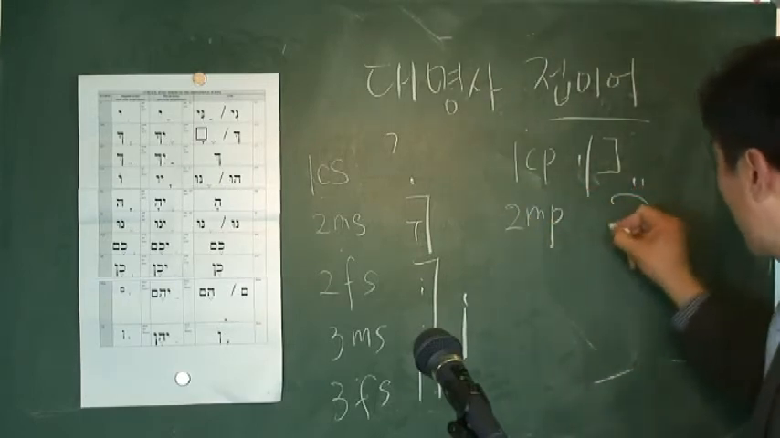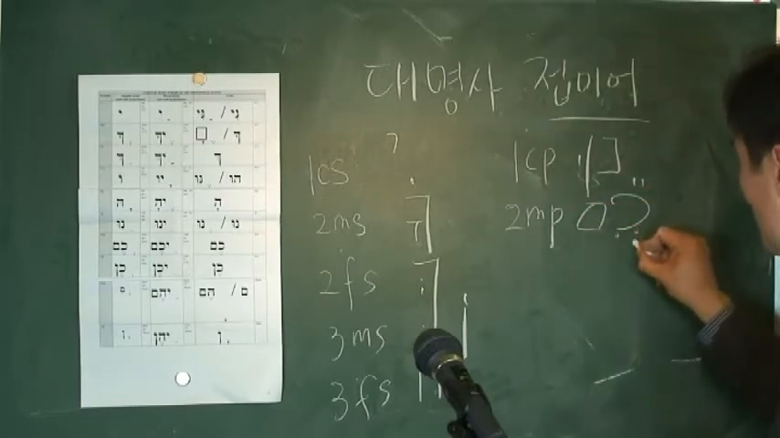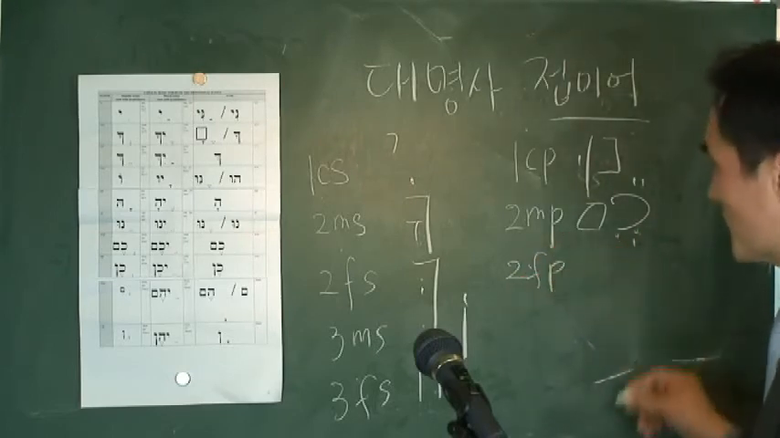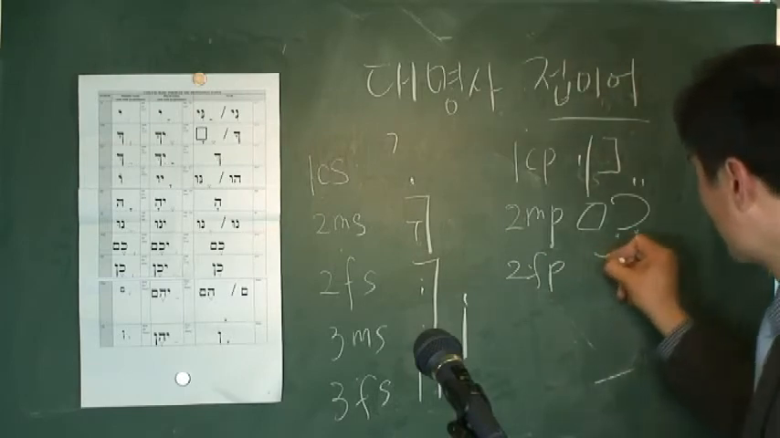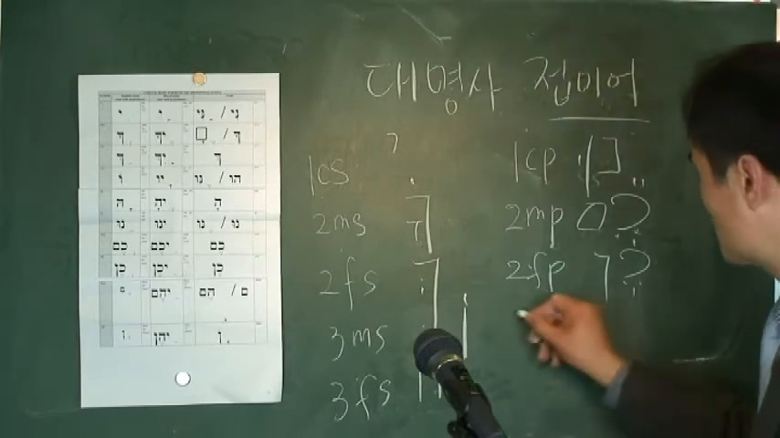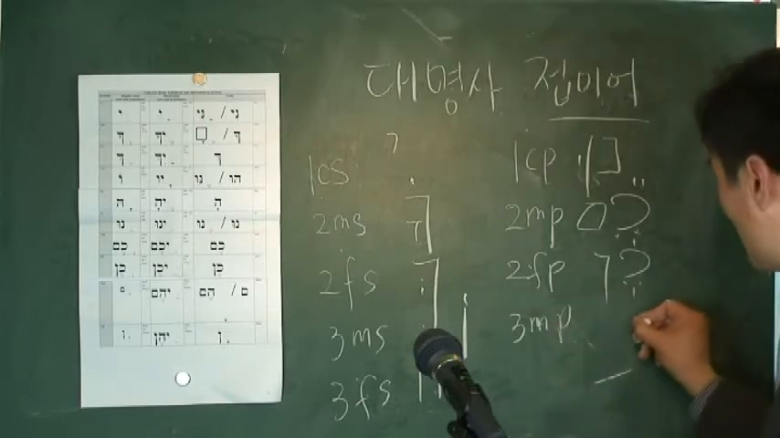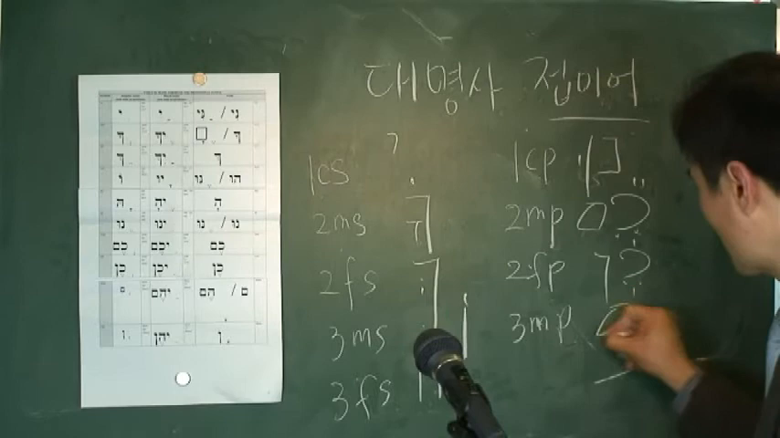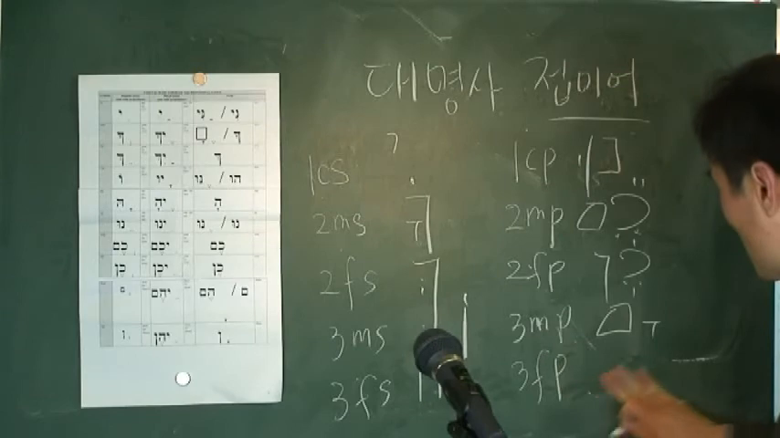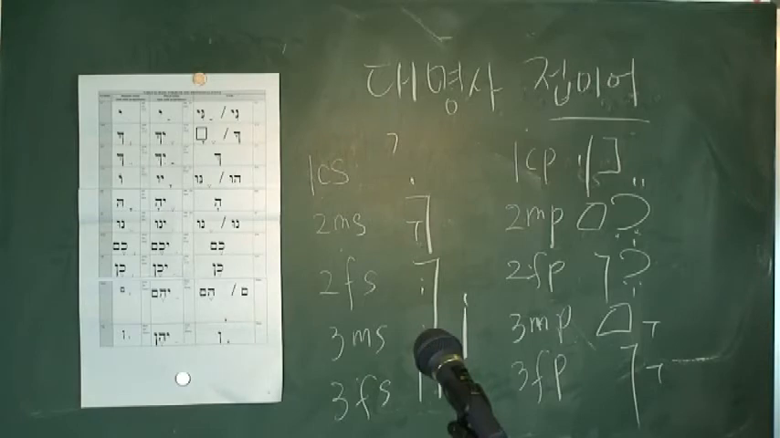The second person masculine plural is kem. The second person feminine plural is ken. The third person masculine plural is am. Lastly, the third person feminine plural is an.